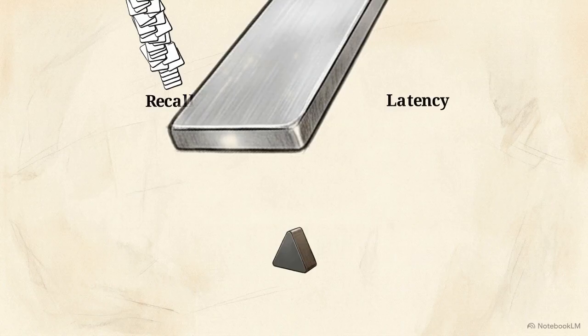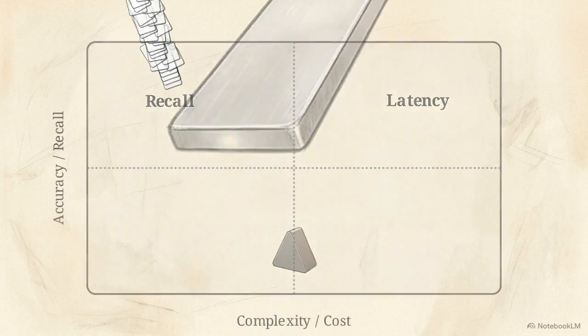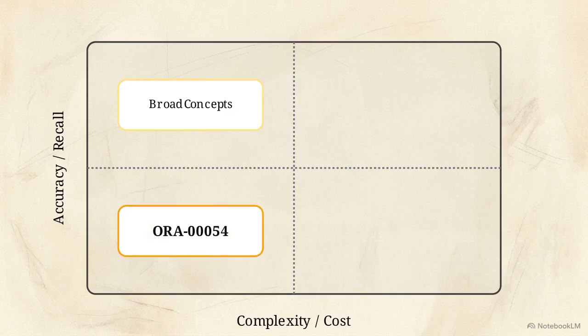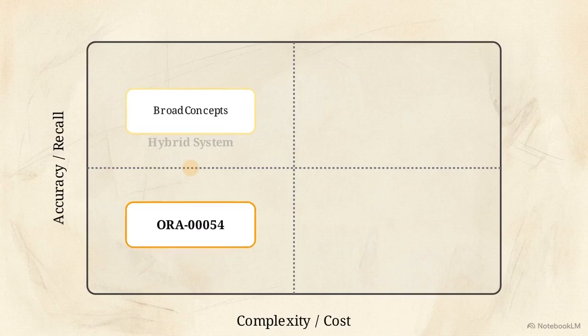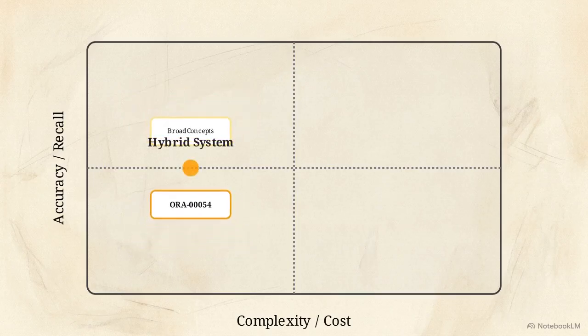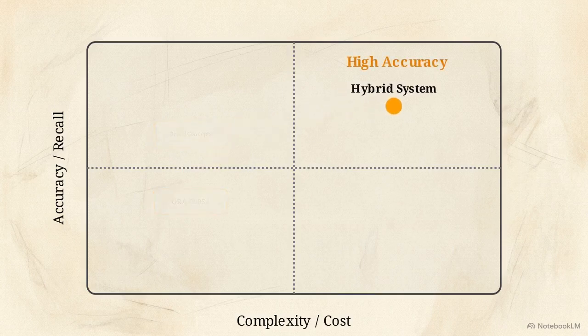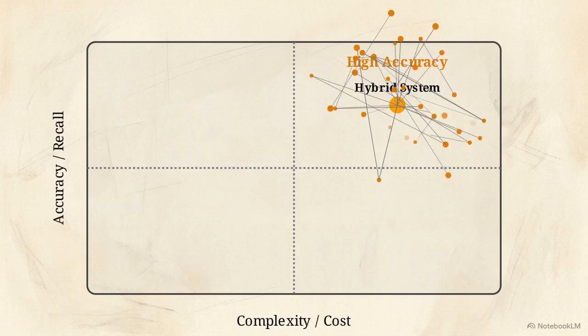There is also hybrid search. Sometimes the system needs to find broad concepts and specific text simultaneously, like a unique error code, ORA-00054. Hybrid search combines mathematical concept mapping with traditional keyword matching. As the matrix shows, this approach moves the system into the high accuracy zone. However, running 2 types of searches at once causes the technical complexity and the operational cost to spike.